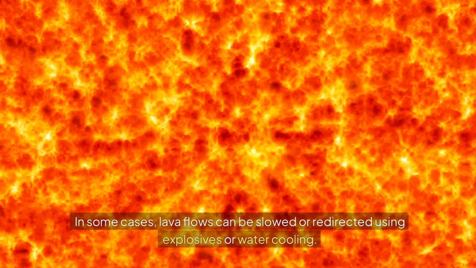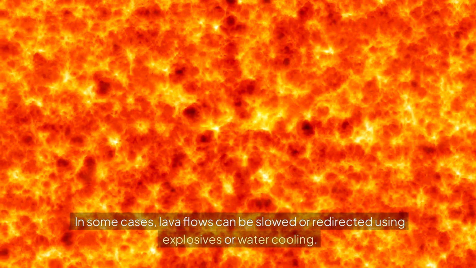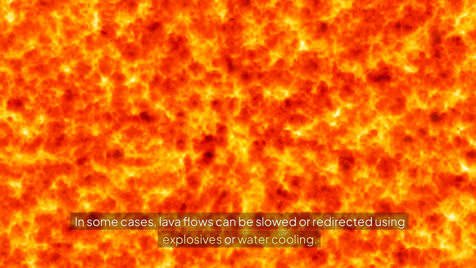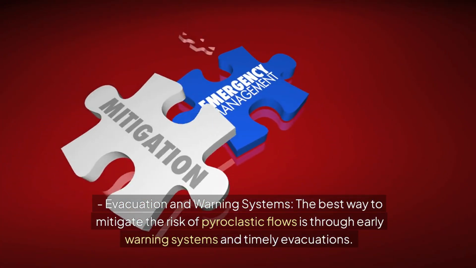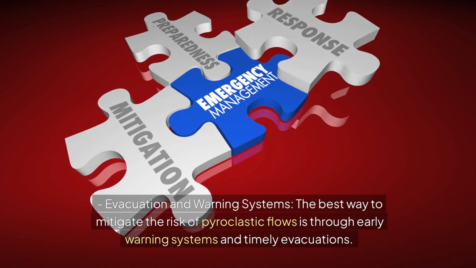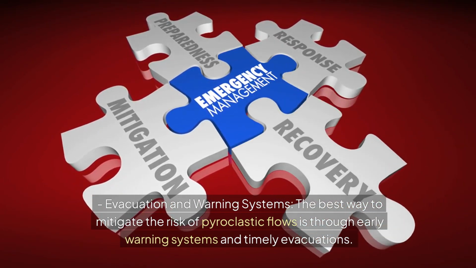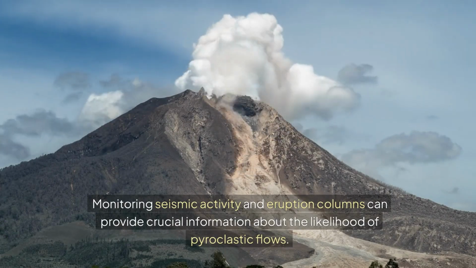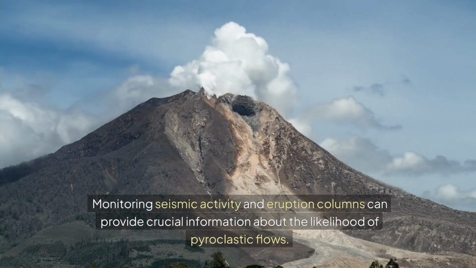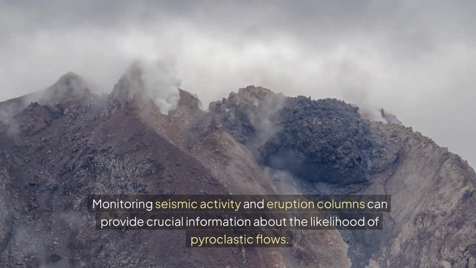In some cases, lava flows can be slowed or redirected using explosives or water cooling. Evacuation and warning systems. The best way to mitigate the risk of pyroclastic flows is through early warning systems and timely evacuations. Monitoring seismic activity and eruption columns can provide crucial information about the likelihood of pyroclastic flows.